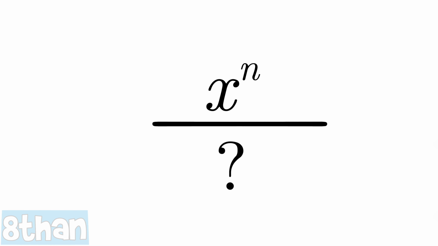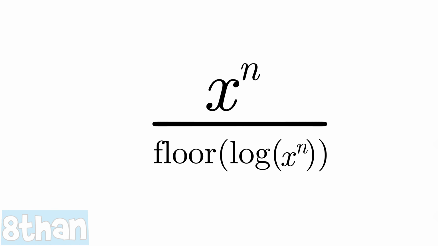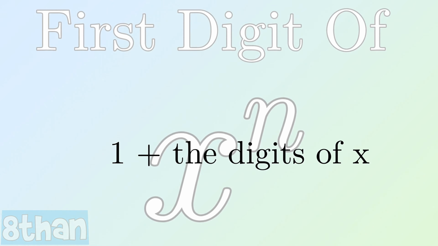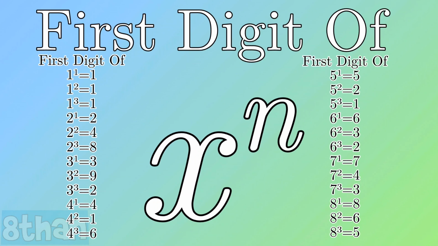The formula for this is x to the power of n, all divided by the fourth logarithm of the quantity x to the power of n. Also, if you didn't know, the fourth logarithm is simply 1 plus the digits of the number that the logarithm is calculating. If you want to see more results for different numbers, you can pause the video.